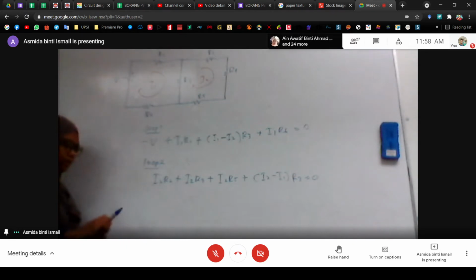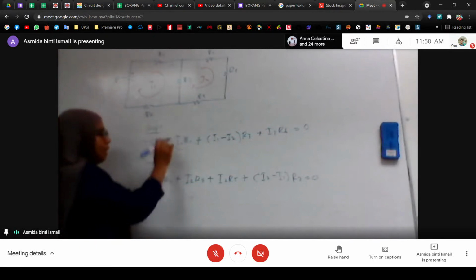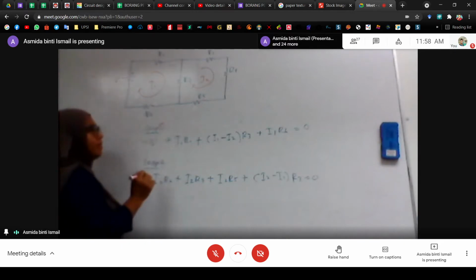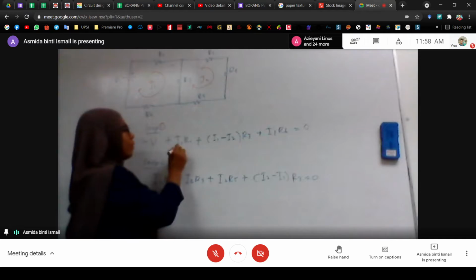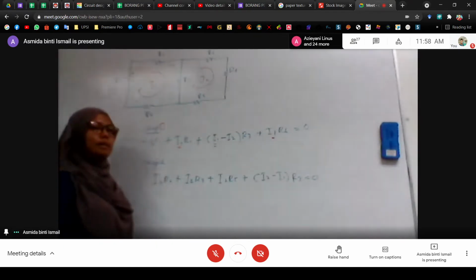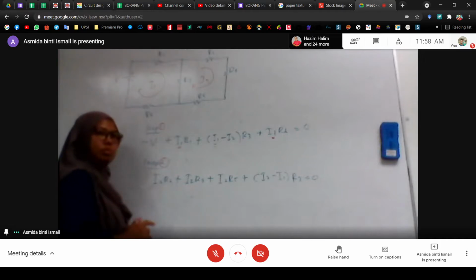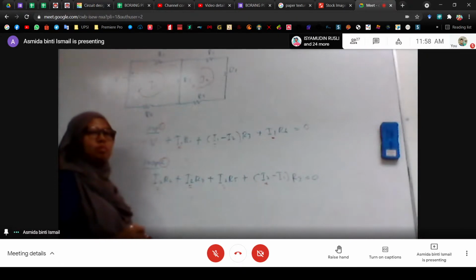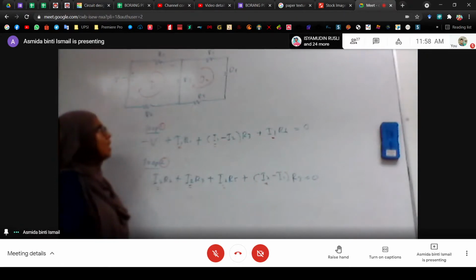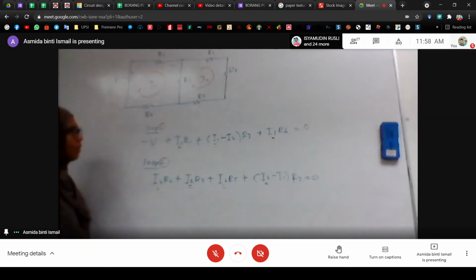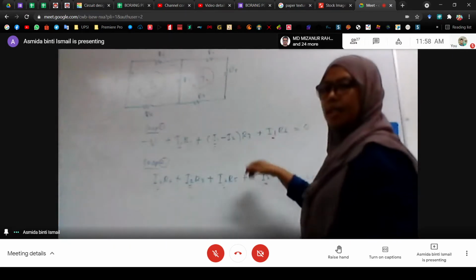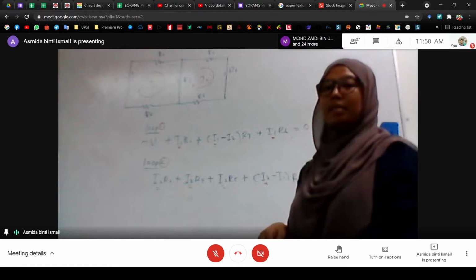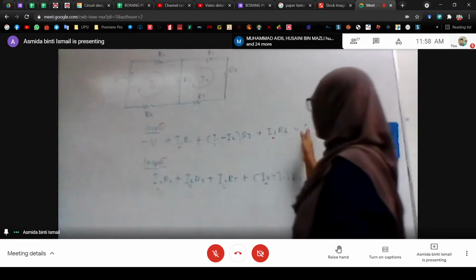What you need to make sure is, if you are in your loop 1 equation, your priority is I1. If you are in your loop 2, your priority is I2. Actually, this equation is equal to the equation in your slide. If you look at it, it's actually the same. This is the same. The one below is wrong.